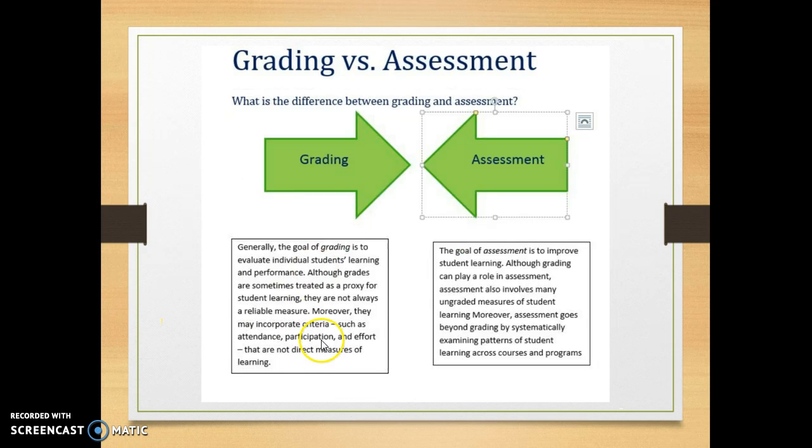So in looking at how they are different, grading, generally the goal here is to evaluate the individual student's learning and performance. Grades are sometimes treated as a proxy for student learning, and they're not always a reliable measure. On the other hand, the goal of the assessment is to improve the student learning. Although grading can play a role in assessment, assessment involves many ungraded measures of student learning.